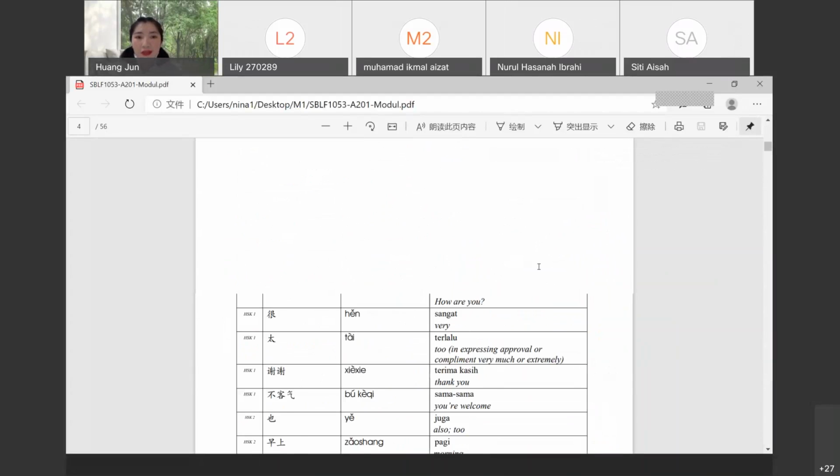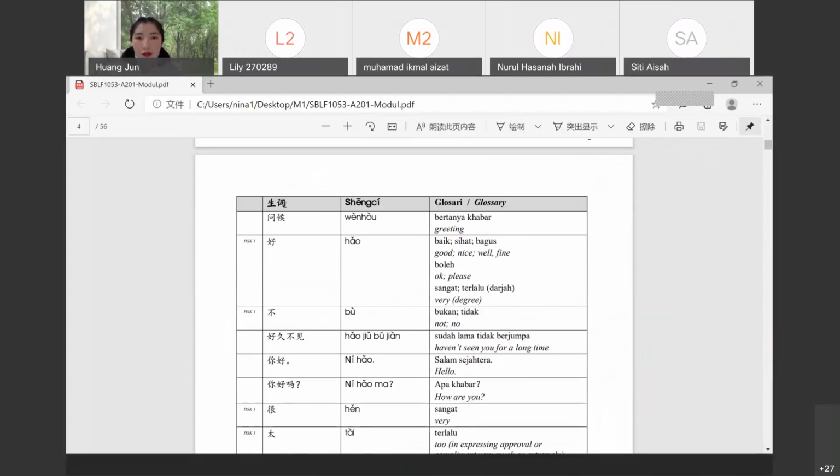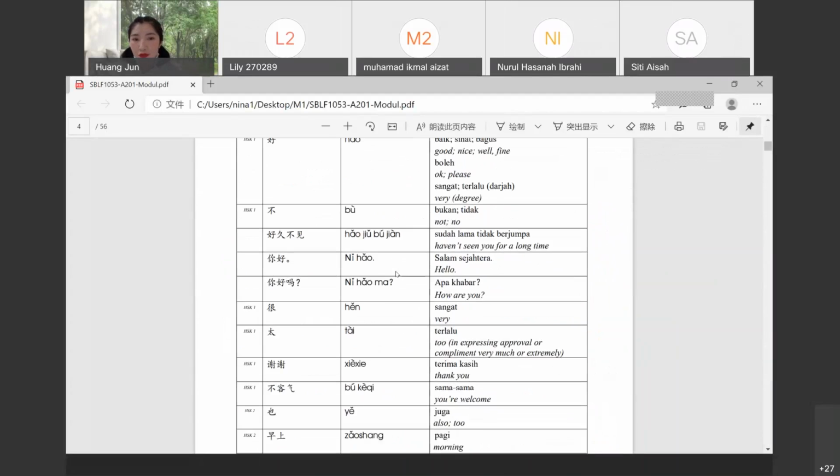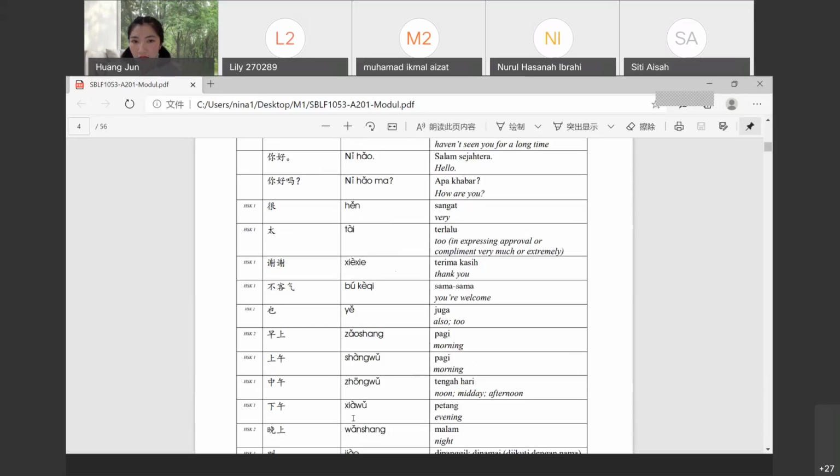When we finish class, I will upload the MP3 for how to read the glossary words. I need you to do the preparation: listen and repeat after the MP3 and finish reading all the words. Then today's class is finished.